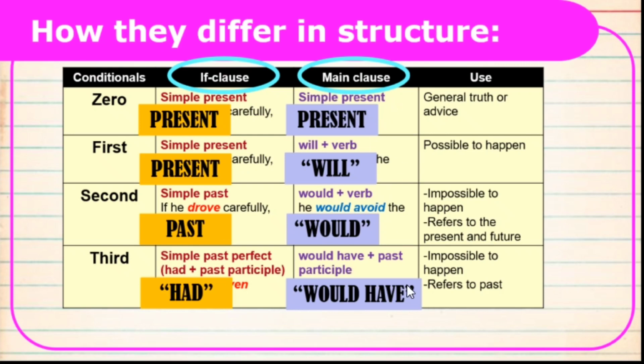Let's do it one more time. Present, present, past, had. Present, will, would have. Let's do it one last time. Present, present, past, had. Present, will, would have. There you go.